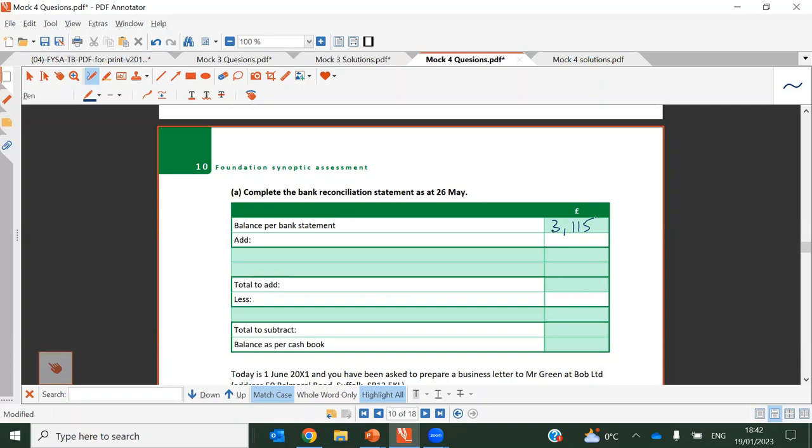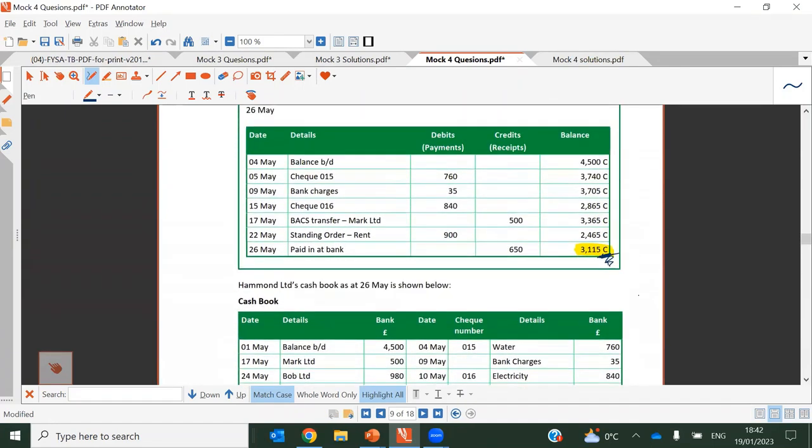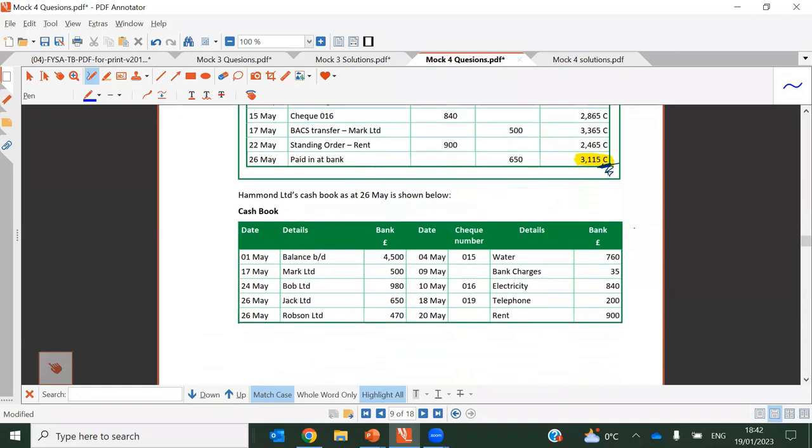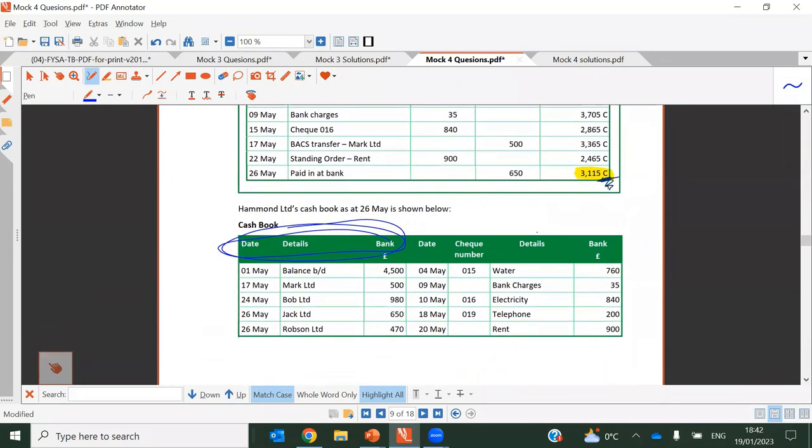Right, now it doesn't necessarily matter which way around, but in RFI materials, the first thing we say to do is look at the paid in column or the receipts column in the bank statement. So I should do those in this blue color. And compare that to the paid in part, which for us, of course, is the debit side of our cash book. On the bank statement, this is essentially money in, isn't it? Money coming into us, the receipts into the bank.